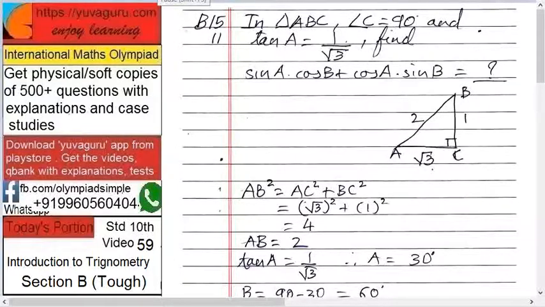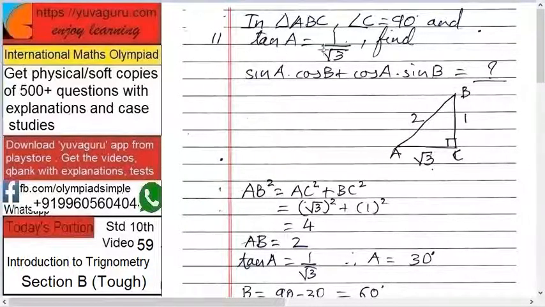Tough. Let's start. In triangle ABC, angle C equals 90, tan A equals 1 by root 3. Find sin A cos B plus cos A sin B. See here, this figure won't be given to you in the exam, only this much would be given to you. So, C is 90. Therefore, A and B are something less than 90.